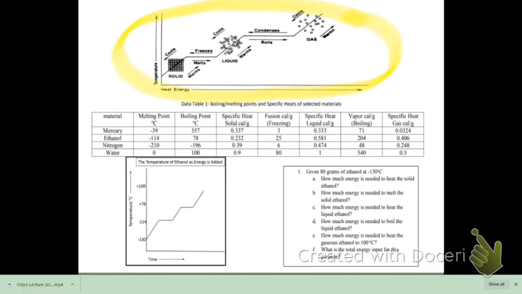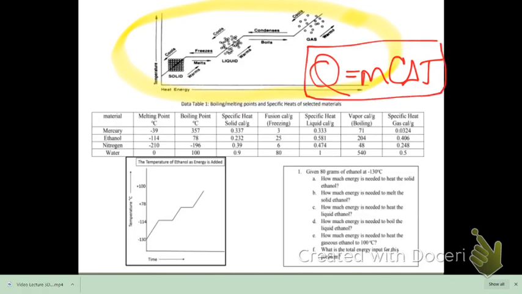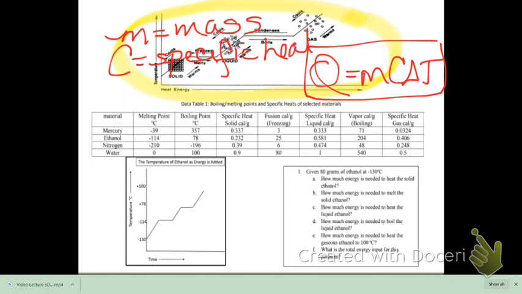We will be using the Q is equal to MC delta T equation, and we will be using this equation, this formula, for all of your calculations. Remember that M is for your mass. The capital C is the specific heat of whatever the substance is. Remember, all substances have their own specific heat. And delta T is the temperature change.